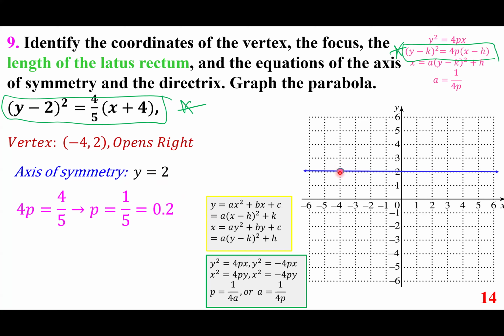and I'm going to move this to the right. So I'm going to move this to the right, somewhere here, let's say. Again, this is not to scale. This is not the correct place. By how much? By p. So I'm going to add the p, or 0.2, to -4. And I get -3.8.